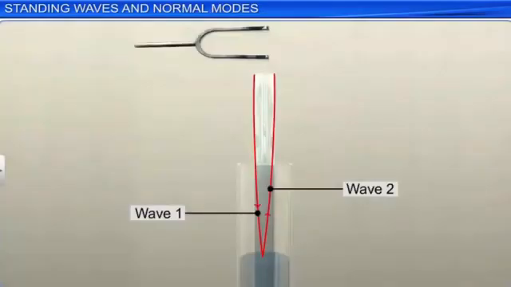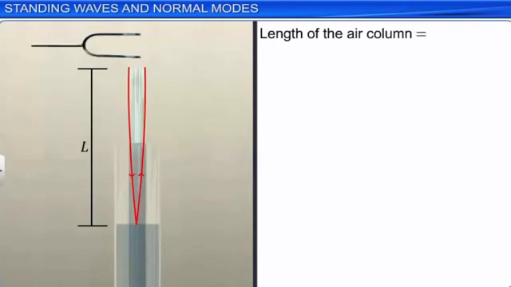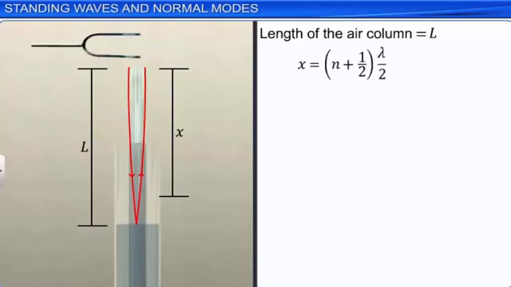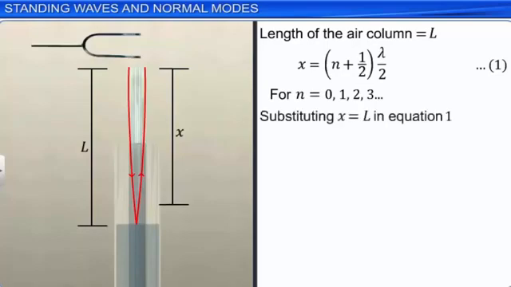Let the length of the air column be equal to L. The position of the antinode is expressed as x is equal to (n plus 1/2) into lambda by 2. Let this be equation 1. For n is equal to 0, 1, 2, 3, and so on, this represents the positions of the antinodes. Substituting x is equal to L in equation 1, we get L is equal to (n plus 1/2) into lambda by 2 for n is equal to 0, 1, 2, 3, and so on.